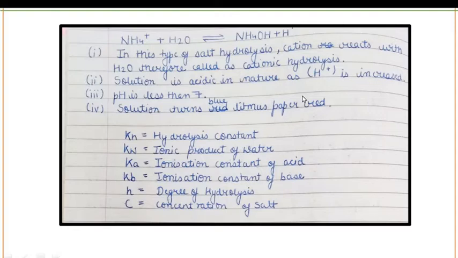Now we are going to discuss the major three points related to this article. First of all, you need to understand these terms. Kh represents the hydrolysis constant, Kw the ionic product of water, Ka the ionization constant of the acid, Kb the ionization constant of the base, h the degree of hydrolysis, and C the concentration of the salt.